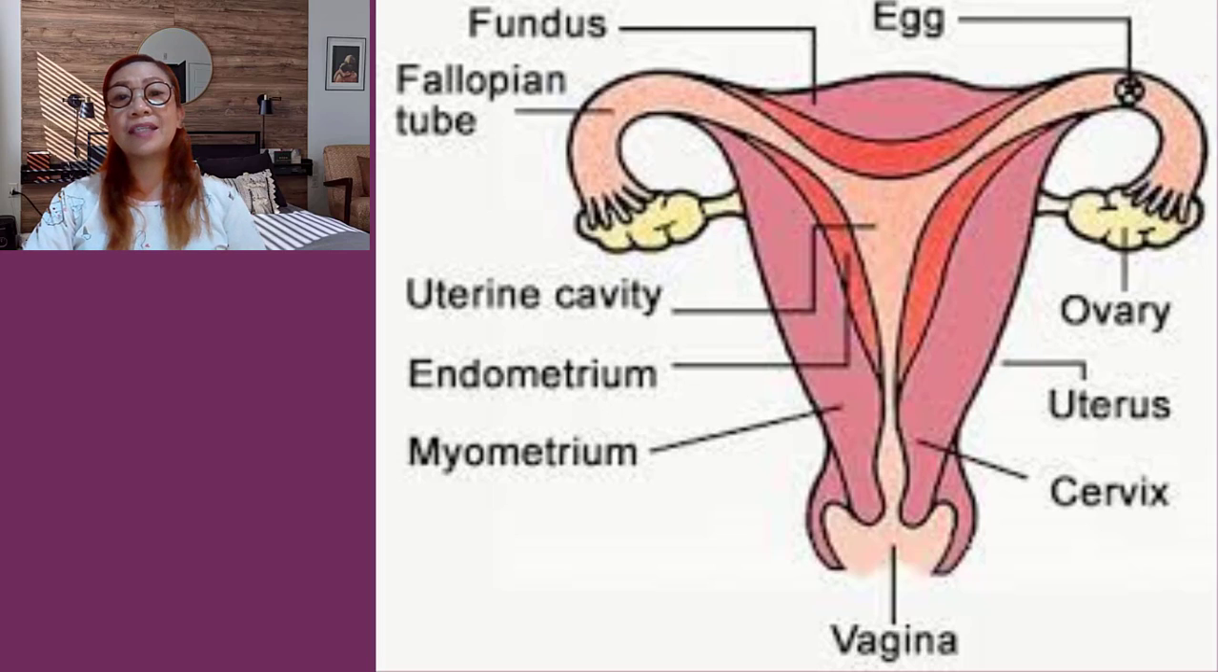whereas the isthmus is just a short connection between the body and the cervix. This is the portion that is cut during the cesarean section. And lastly is the cervix, which lies halfway above the vagina, and the other half extends into the vagina. And it has an internal and external cervical os, which is the opening into the cervical canal.